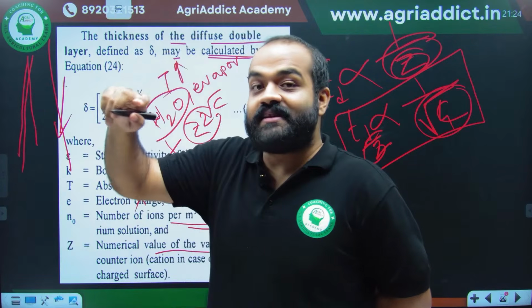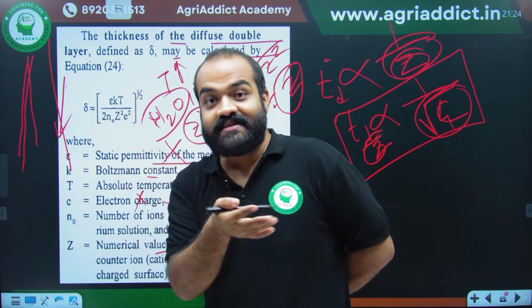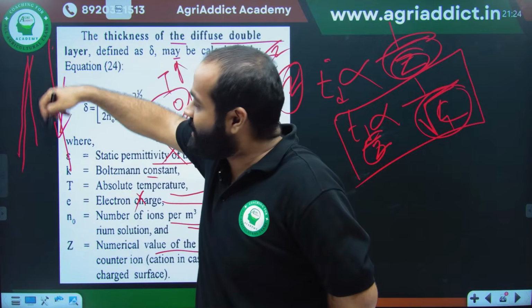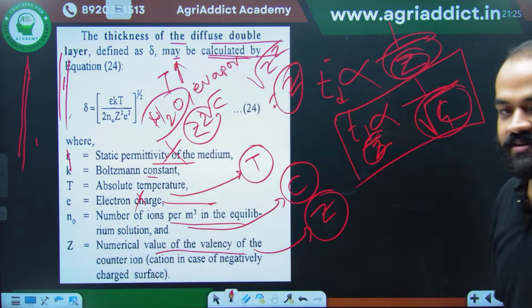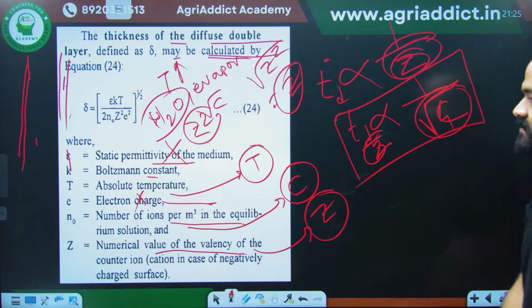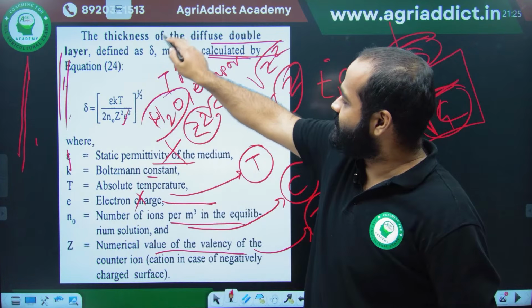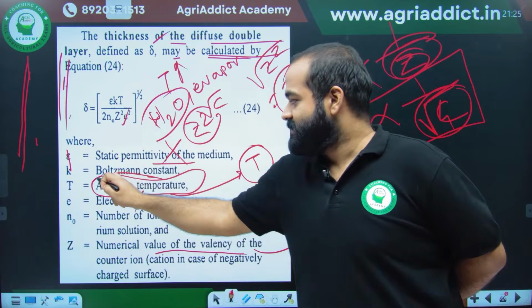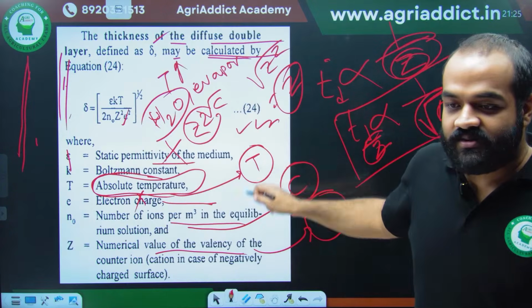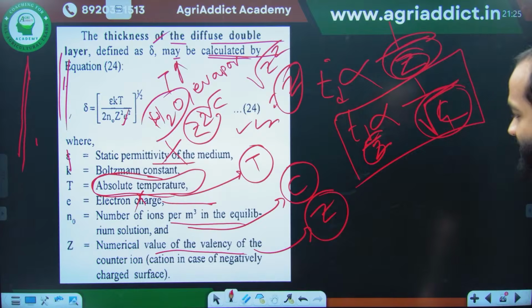Now what is the relation with temperature? With increasing temperature, water will go away, which results in a lower dielectric constant and a smaller thickness. You are correct. But in this relation you can also see that the thickness depends on the root of T, the absolute temperature. All right. This is from ICCS only. This equation I have not made.